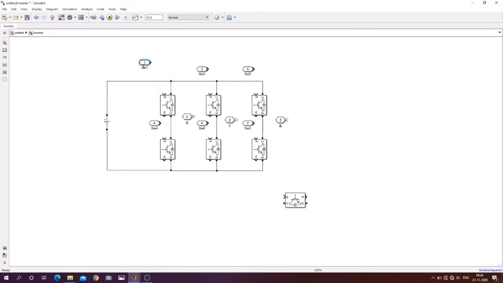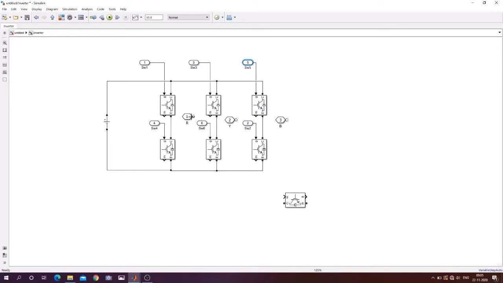So I have written it in switch 1. Switch 1 will come over here. This is switch 3. Switch 2 will come over here. This is switch 3. Now this will be switch 4. This will be switch 5. And this will be switch 6.